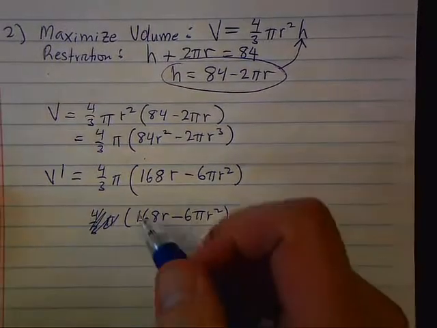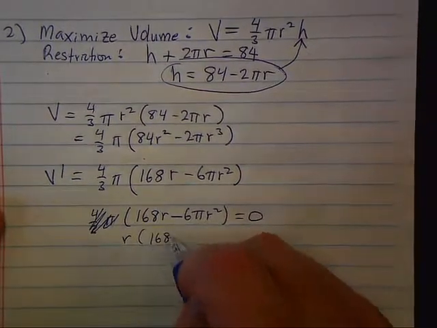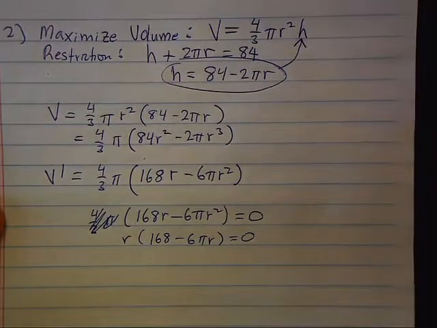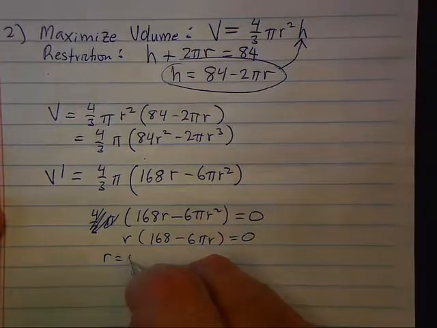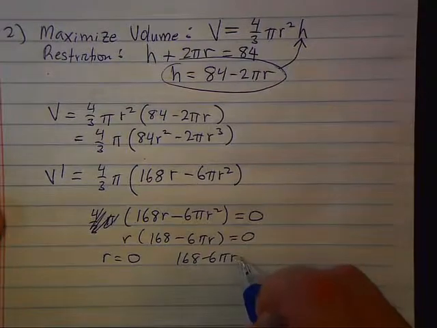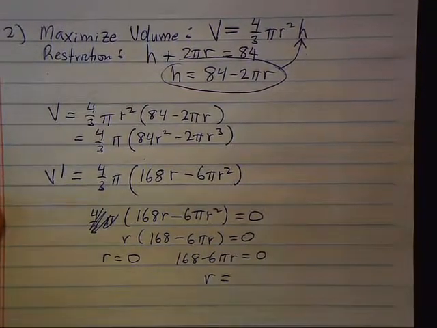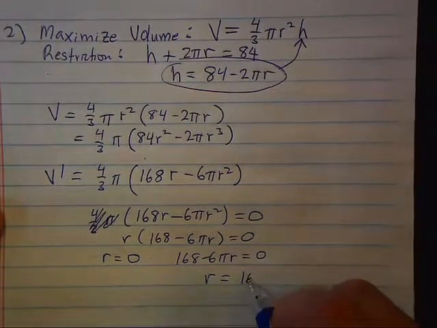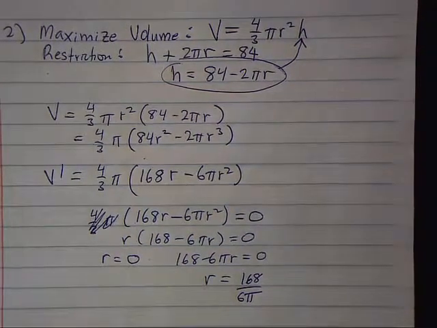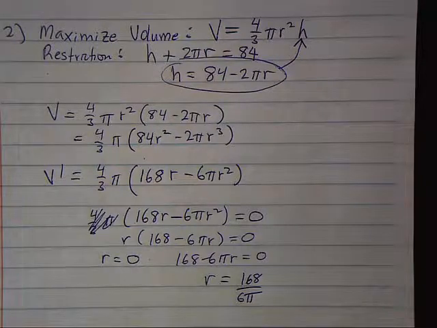I can factor out an r. r times 168 minus 6 pi r equals 0. This one gives me r equals 0. And this one, let's see, 168 minus 6 pi r equals 0. r is going to be 168 over 6 pi, because I would subtract the 168 on both sides and I would divide by negative 6 pi. So I have two critical numbers, correct?